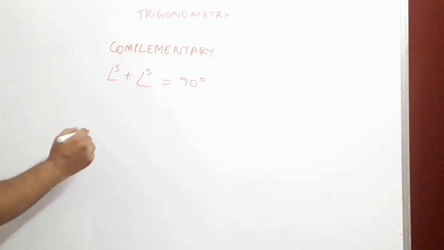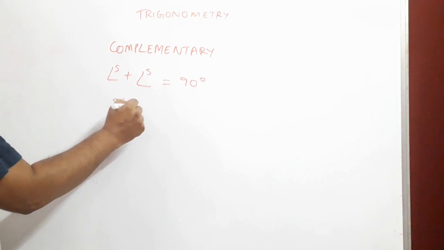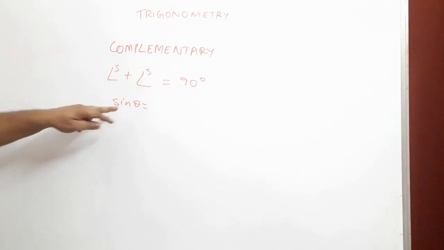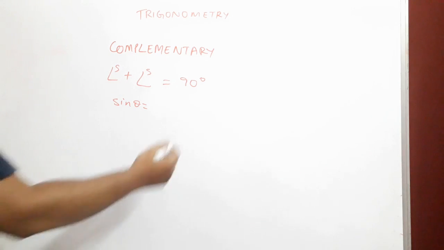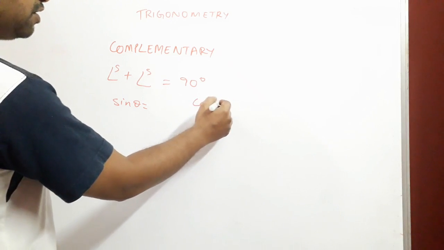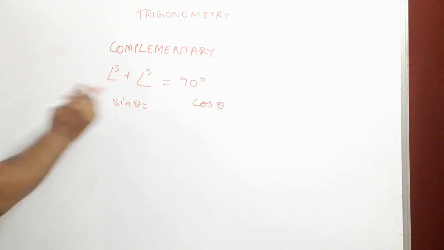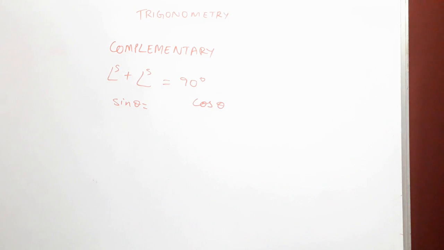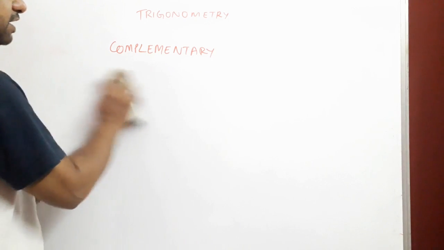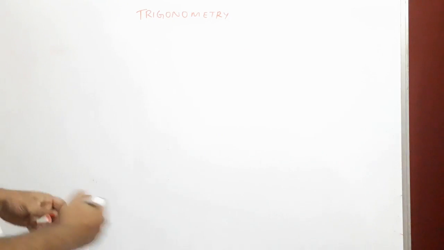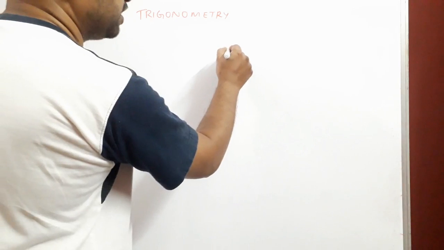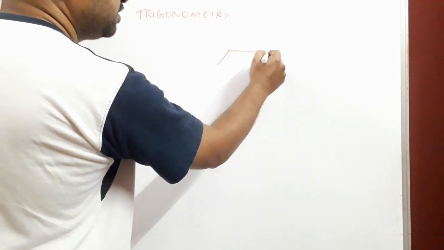So let's say we need to find out sine theta, and we are given the angle of cos theta. From there we can find out what sine theta is. Let's find out how. Once again we will need to draw the regular hexagon which we have been drawing so far. So I'll draw that first.